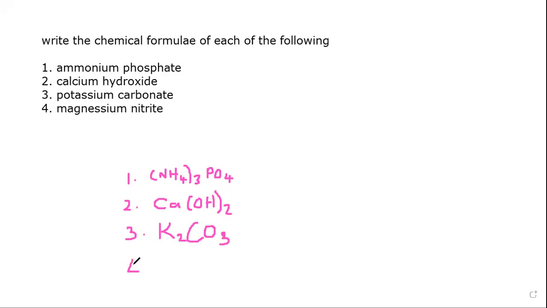Then the last one should be Mg, so that is magnesium. So it's not a nitrate but a nitrite. So a nitrite is NO2. So this is how we write chemical formulas involving radicals.